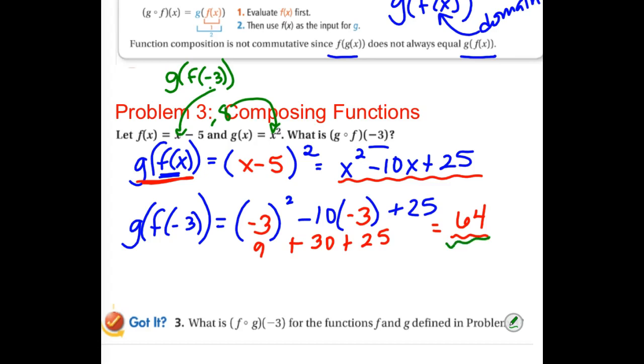The reason I'm suggesting you practice the first method is that we don't always give you a number. Most of the time we just say find g of f of x or find f of g of x and leave it as an x. So you have to know that pattern. Okay?